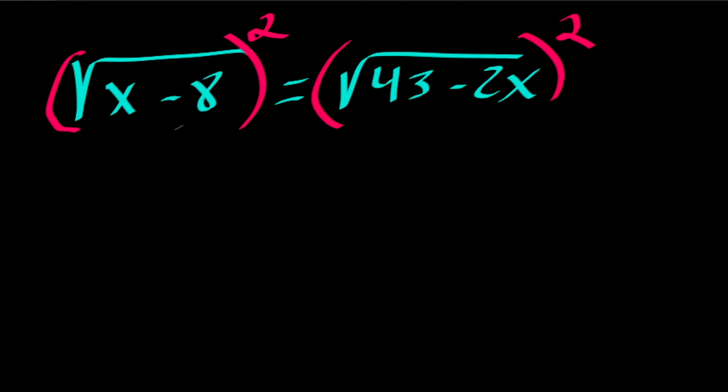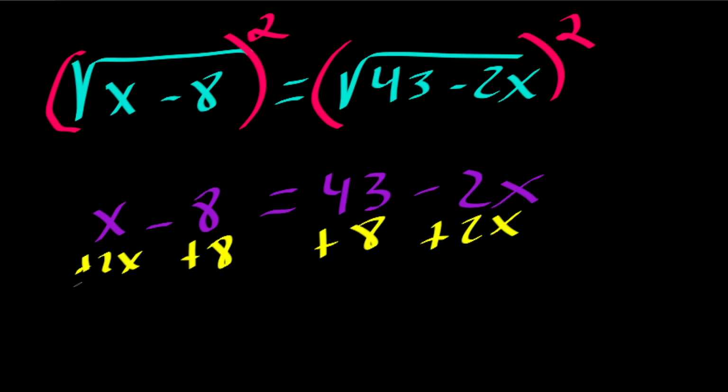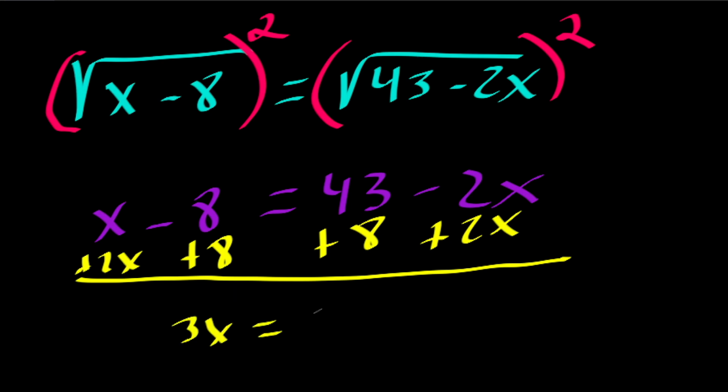Now, if you notice, both of these radicals will cancel. So what ends up happening is we just end up with x minus 8 equals 43 minus 2x. And it's that simple. It seems like it should be harder, but the good thing is it's not. So now we could solve this, which is, I guess, a multi-step equation. We'd want to add 8 to both sides, and we'd want to add 2x to both sides, so we'd get 3x equals 51. So then x has to equal 17.